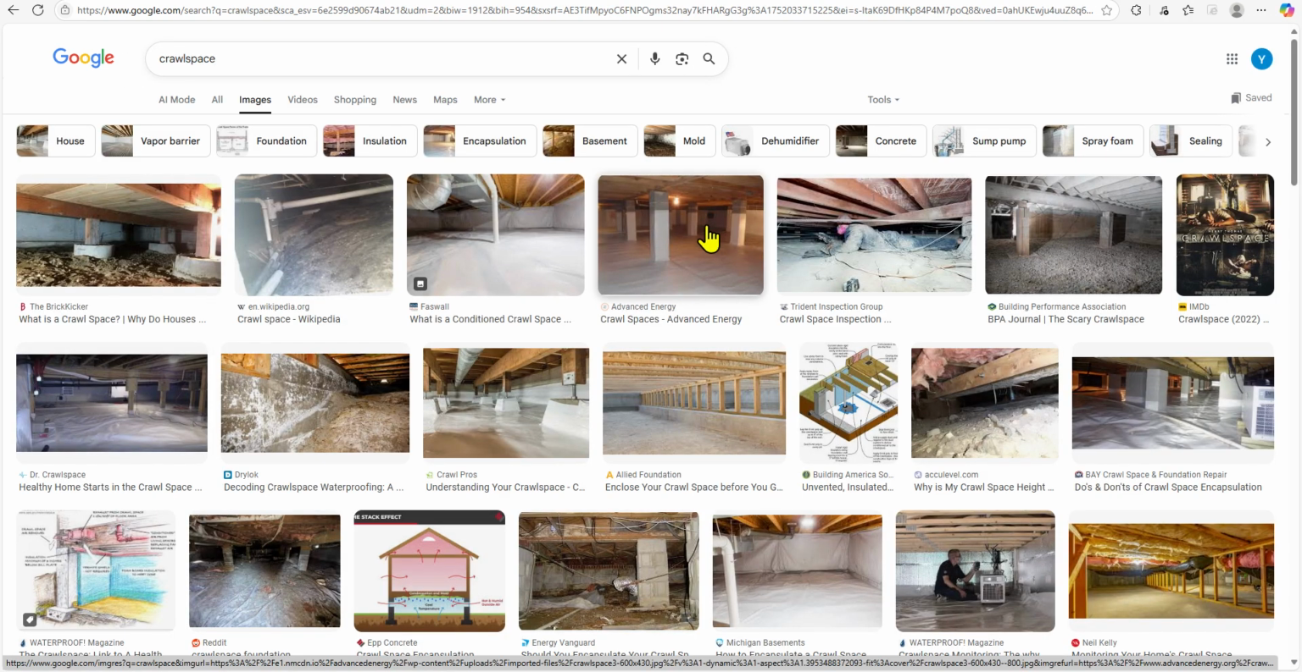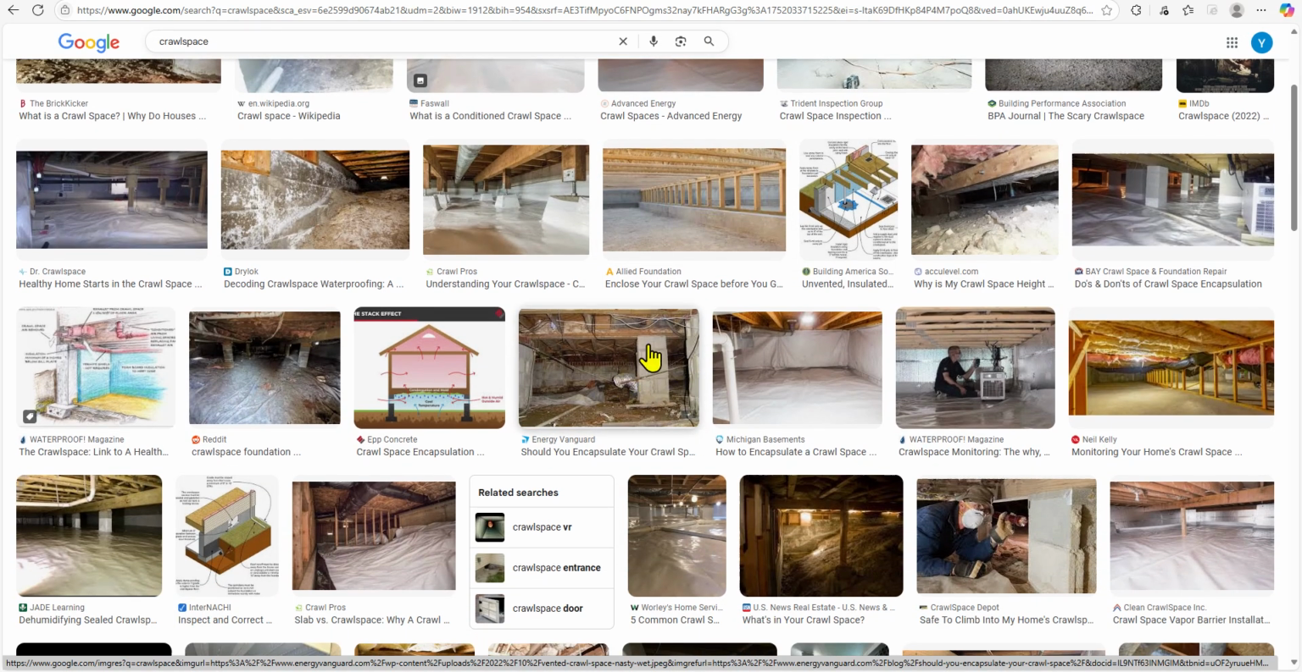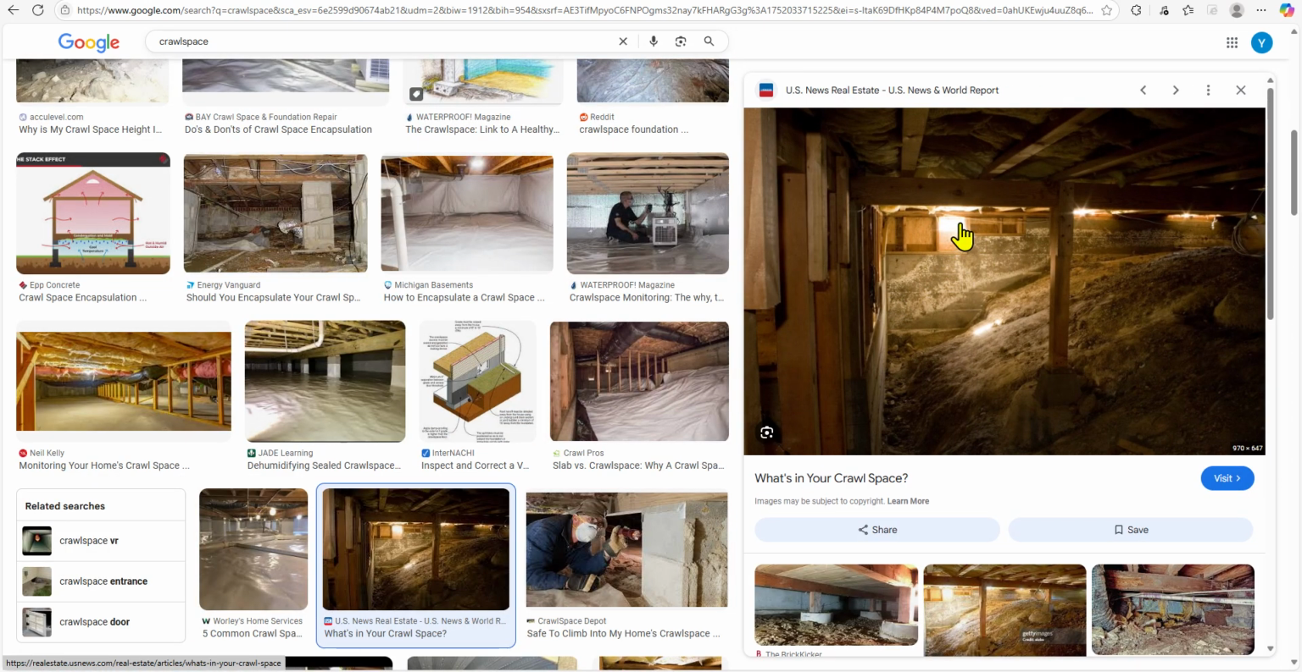Let's go to crawl space, because you have air here. Actually, not in this particular image. This looks like it might be somewhat enclosed. Let's look at this one. This is just a raw crawl space. You can see ugly dirt under there, and this one too. You can see there's a hole in the wall that they cover up.